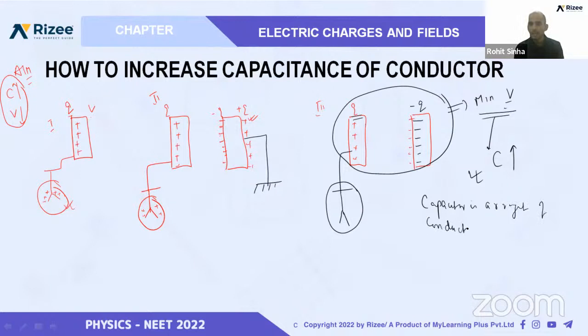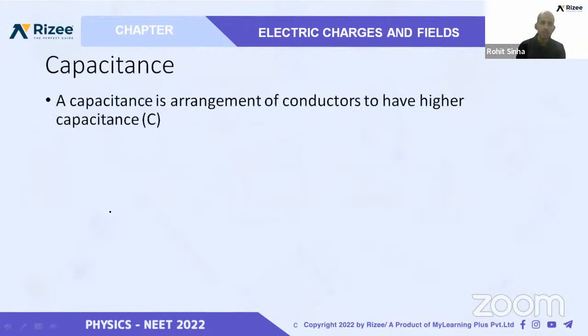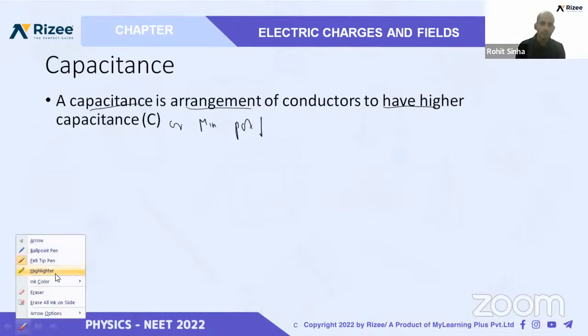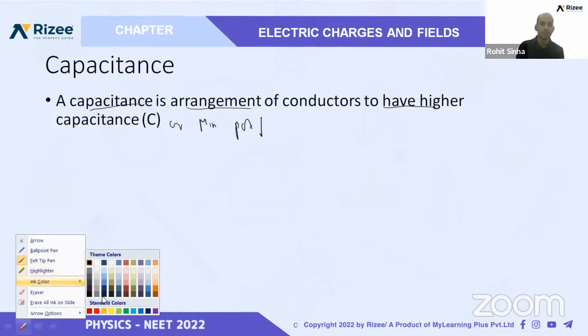having minimum potential or maximum capacitance. Now look at the proper definition here. What is capacitance? Capacitance is the arrangement of conductors having higher capacitance or minimum potential. Okay, any problem in understanding the definition of a capacitor? Any problem?